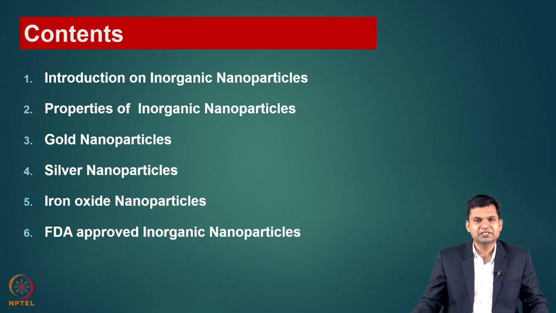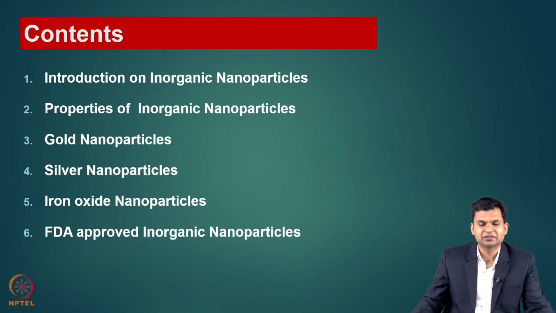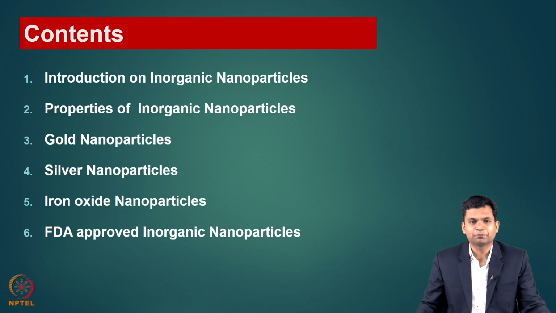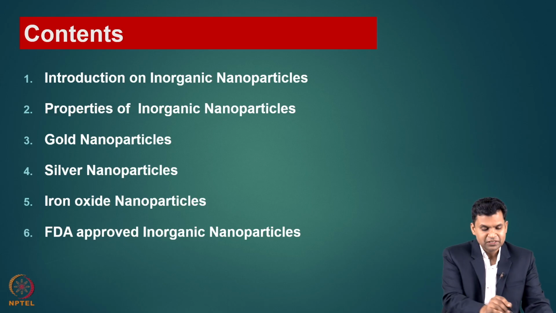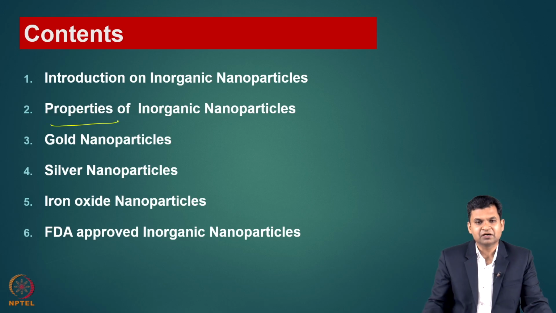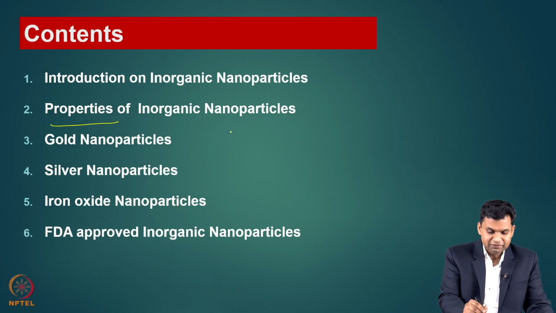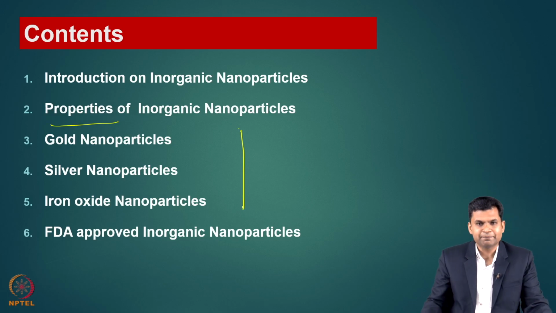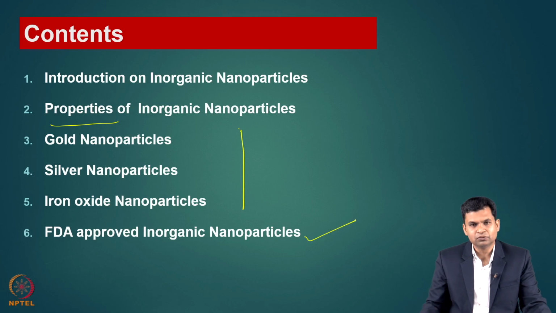So, these are today's contents. We are going to discuss what inorganic nanoparticles are. We are going to see the various examples, and also the properties of the inorganic nanoparticles, and we will see 3 different examples, which are gold nanoparticles, silver nanoparticles, and iron nanoparticles. Then in the last, we will conclude our session with the FDA approved inorganic nanoparticles.